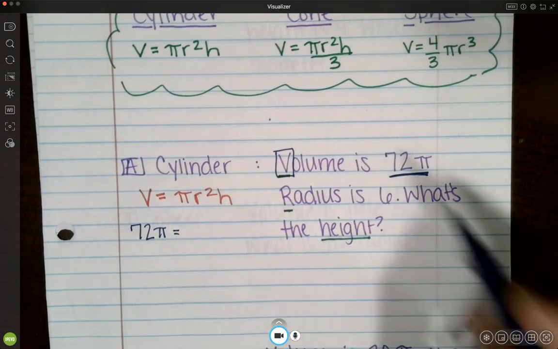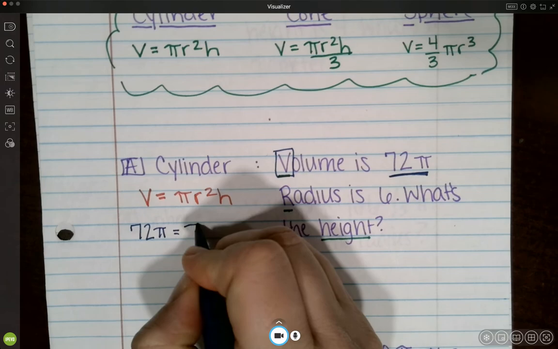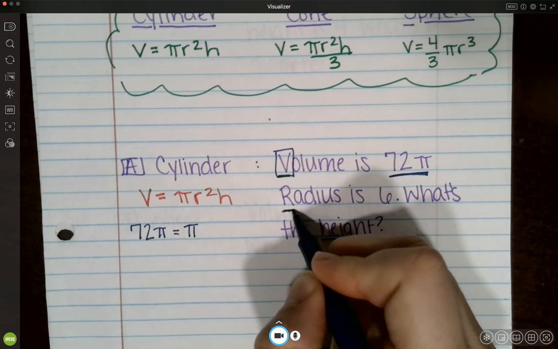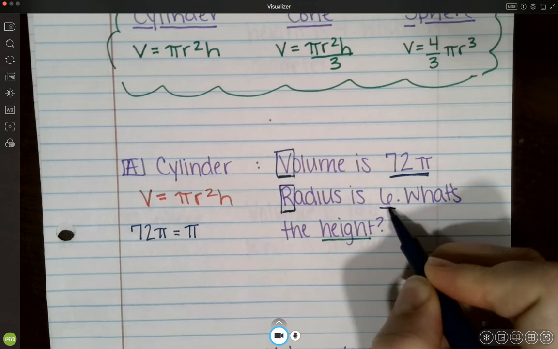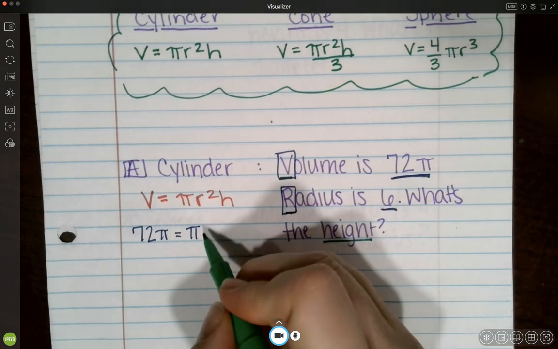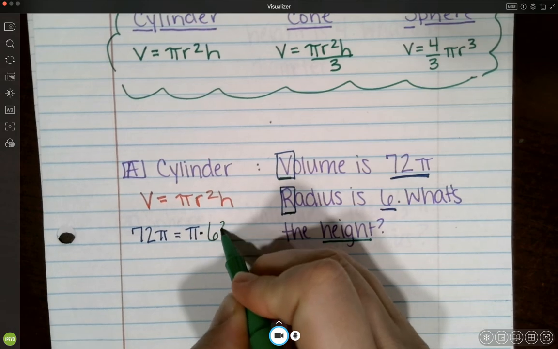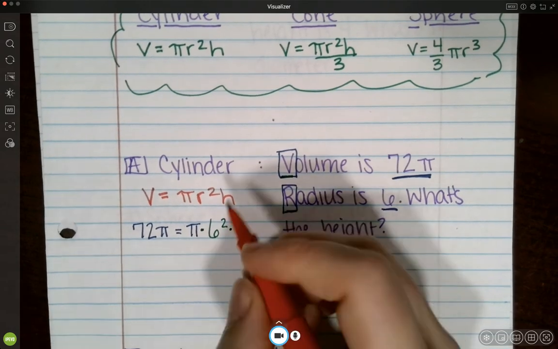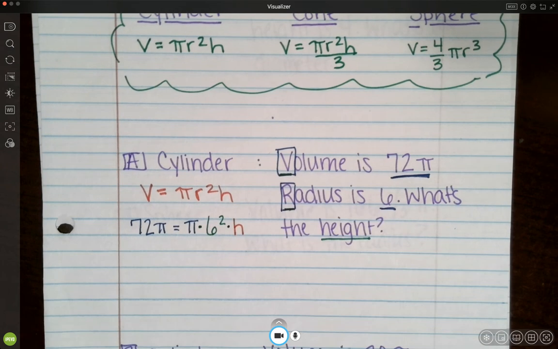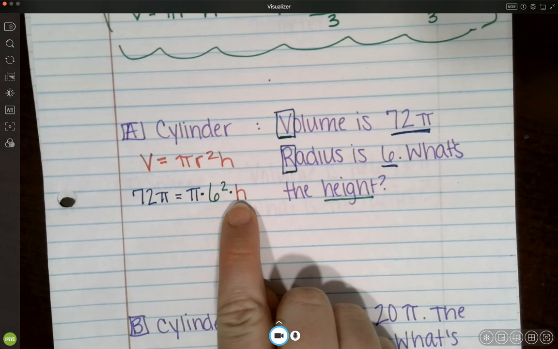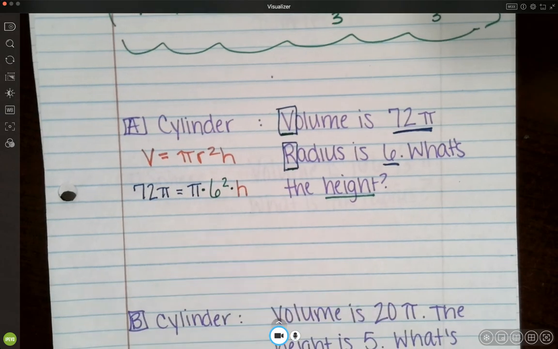They don't tell me to use anything for pi, so the pi symbol is going to stay just that. They tell me that the radius is 6, so I'm going to take out this R and put in a 6. I still don't know my height, so it is going to stay H. The goal now is to solve so that H is by itself.